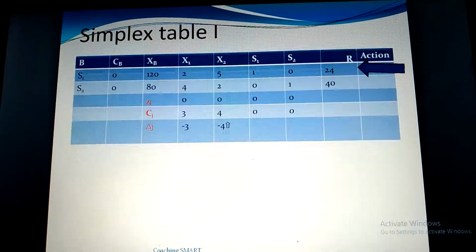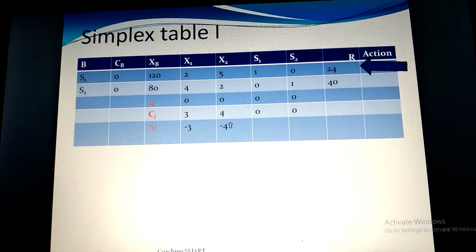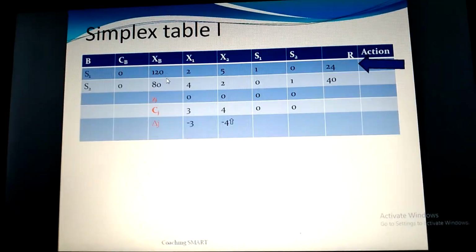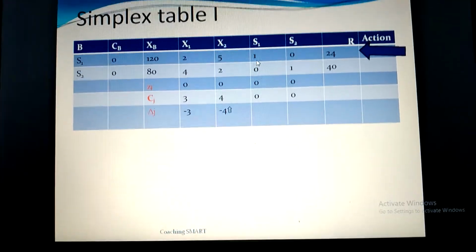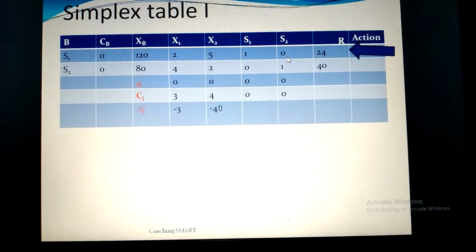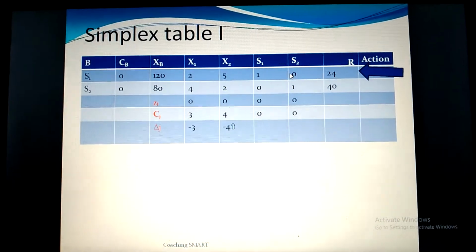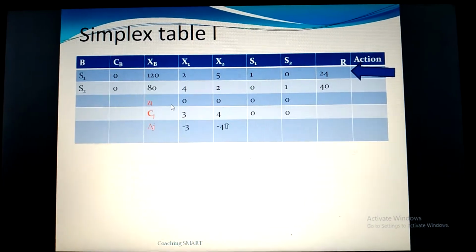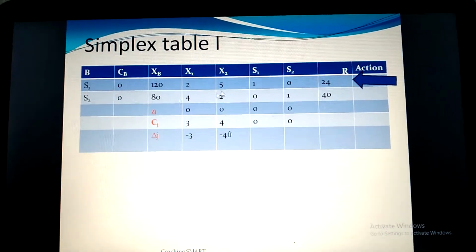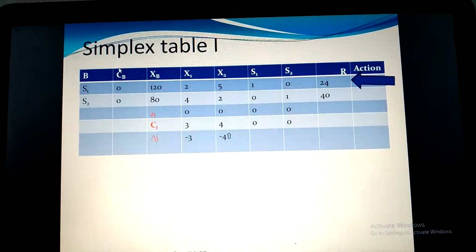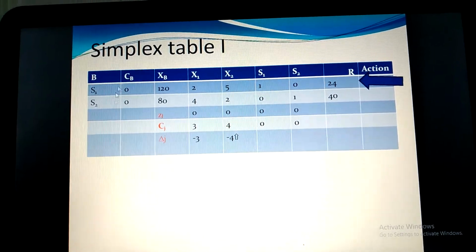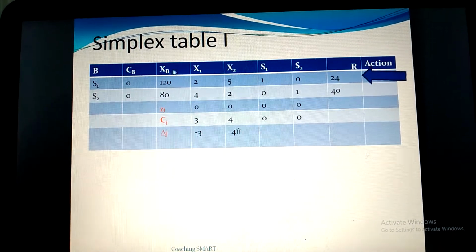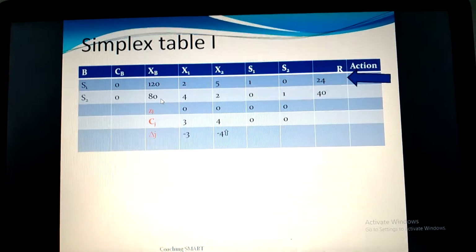Now we do the construction of the simplex table, which is called iteration table 1. How do you get that? Put the values. Looking at our table, we have 2, 5, 1, 0, 24, and 4, 2, 0, 1. This is the nature of the equation, whereby the basic variables B are S1 and S2. CB is our cost value, 0, 0. Then we have XB, which is actually the constraints, 120 and 80.